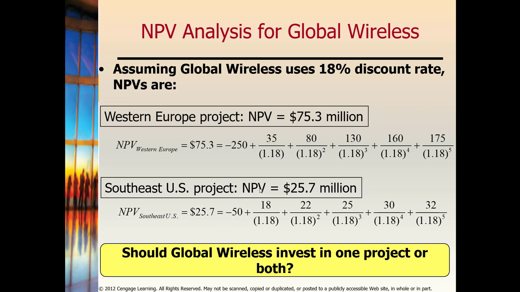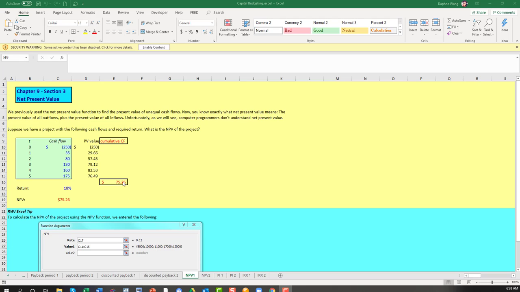Okay, so let's take a look at the Excel template. How can you use the Excel template to solve this question? In this slide, I'm showing you that you can use your finance calculator to calculate this value. So let's take a look at the Excel template. This is the net present value technique applied to the first proposal in Western Europe.